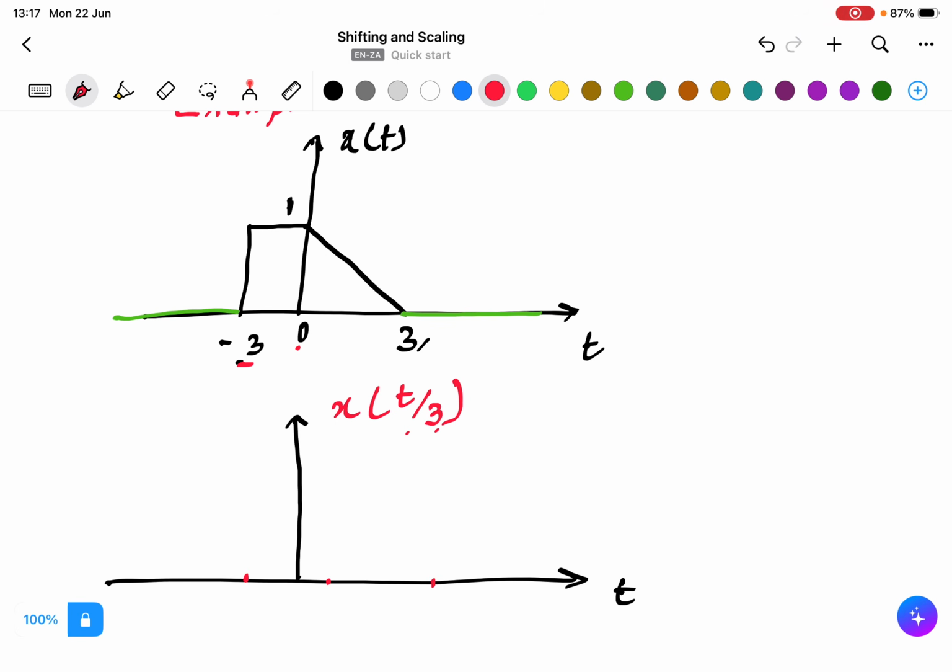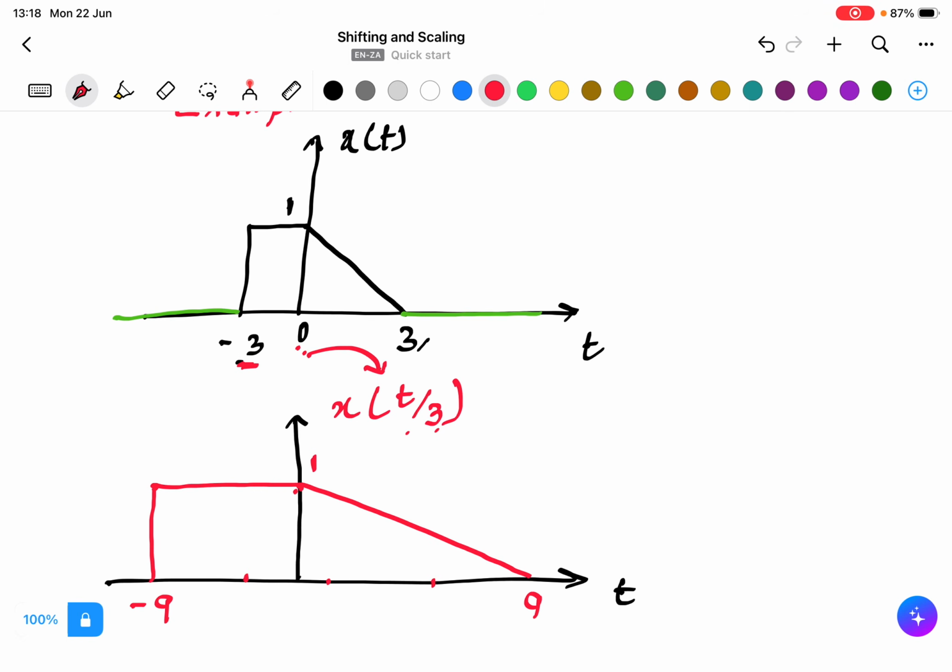So it's divided by 3, then basically looking at the time domain, it will be multiplied by 3 in time. So it will start from -9 and it will go up to 9. At time t equal to 0, if you put t equal to 0, then you will get the same value. So that's why it's 1 here and it's going up to 9.